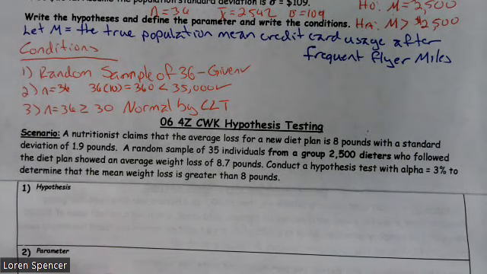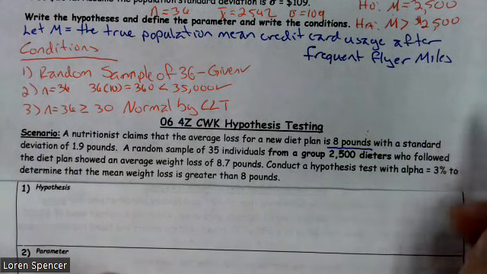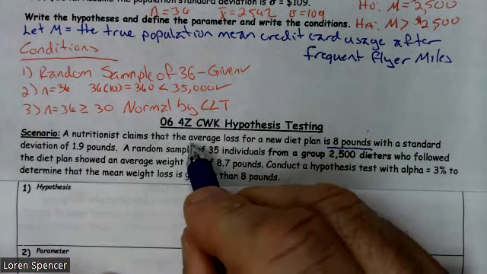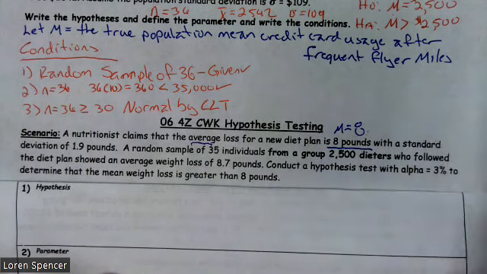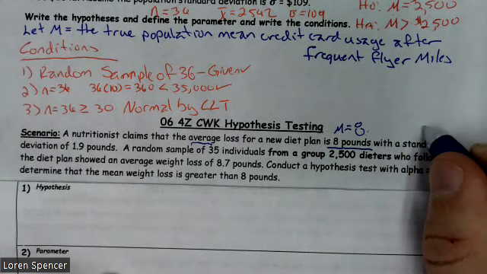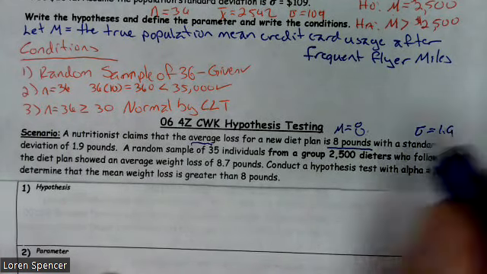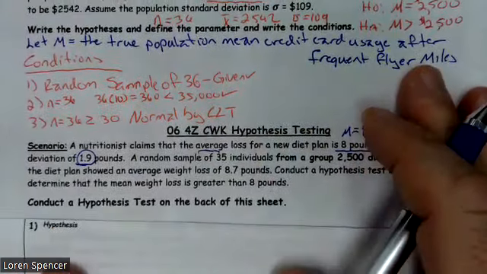Good, this is our classwork on hypothesis testing, and we're going to run this all the way through using our template. A nutritionist claims that the average weight loss for a new diet plan is 8 pounds. This sounds like the status quo, and since it's an average, it's probably our population mean, which is 8, with a standard deviation of 1.9. We've identified that, and a random sample of size 35.